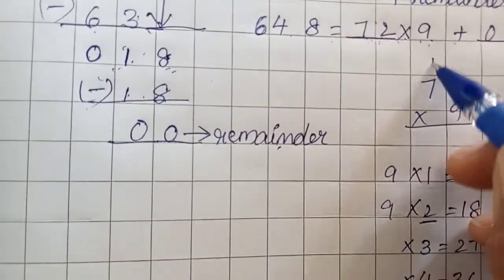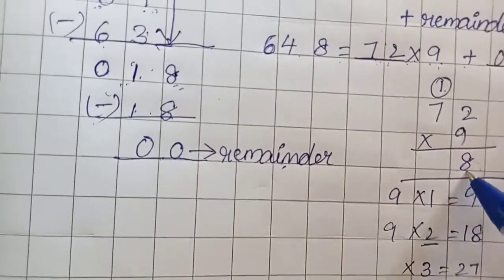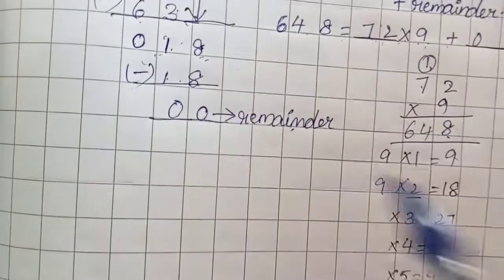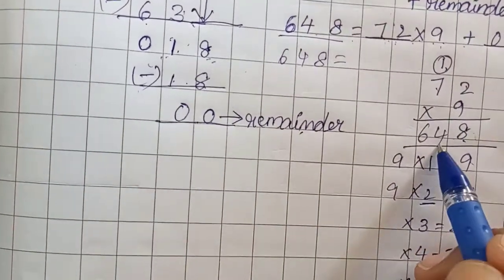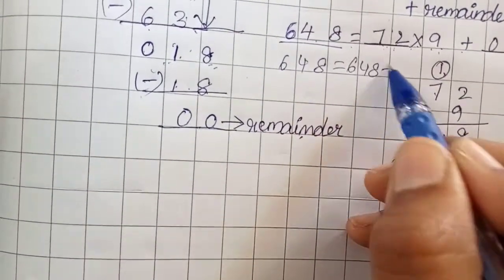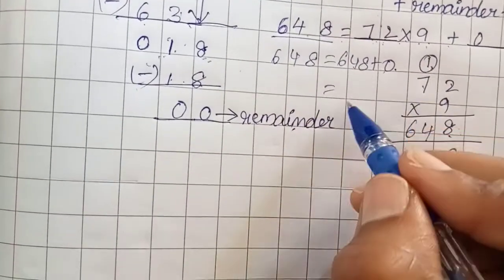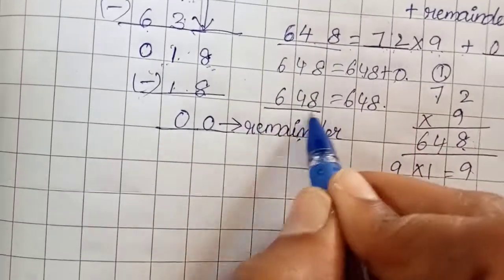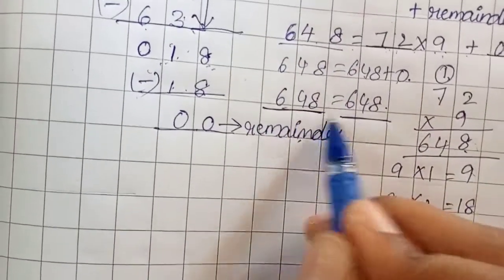Now do this multiplication. 72 multiplied by 9. 9 2s are 18. 1 is gone as carry and 8 is in the answer. 9 7s are 63 plus 1, that is 64. See, here we have 648 equal to how much you got? 648 plus 0. This 0 will come as it is. And 648 plus 0 is 648 only. So, left side is 648 and right side also 648. That means these two are equal.